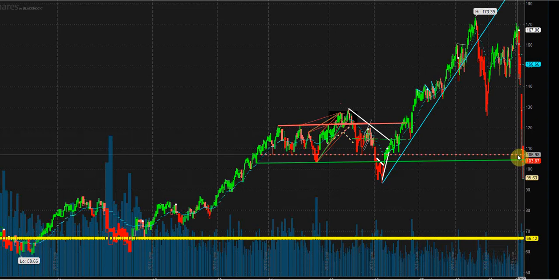It's a self-fulfilling prophecy. It's not that they're smarter than you. They happen because a whole bunch of people believe in them, and if everybody's looking at the same thing, that same thing is going to happen. Okay, so this is the mentality. So the lesson here is that technicals matter.